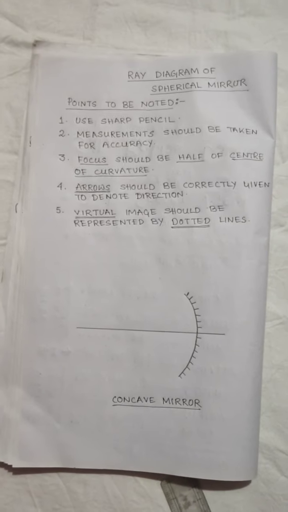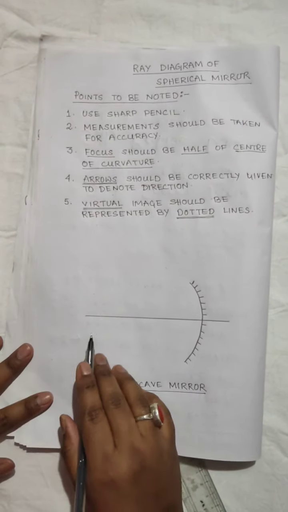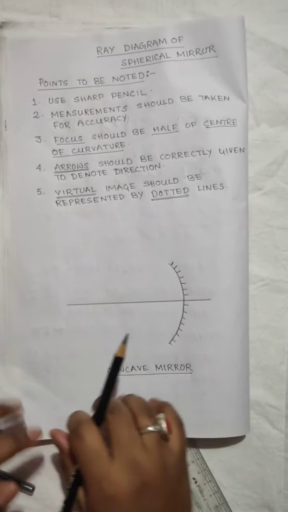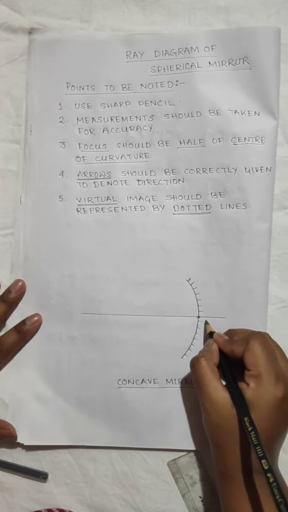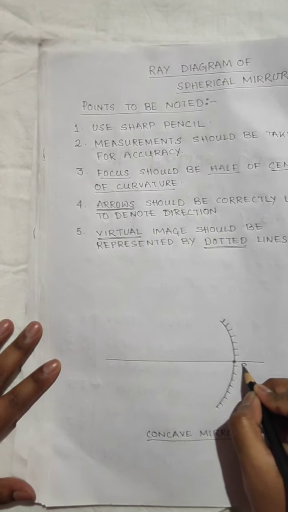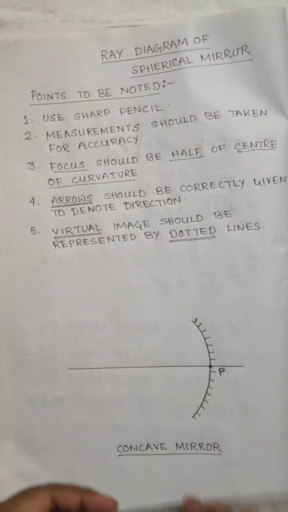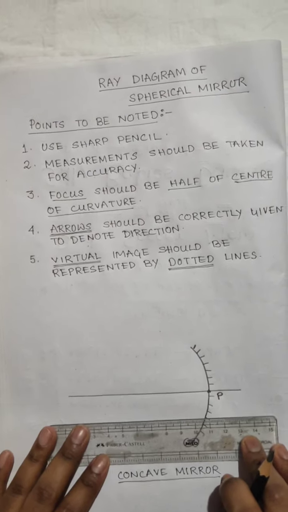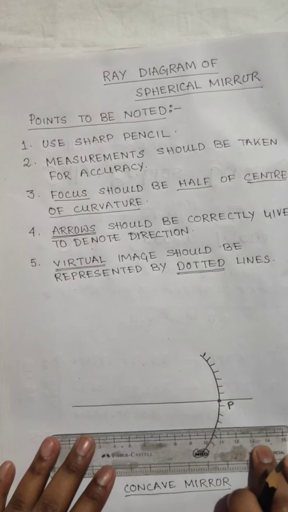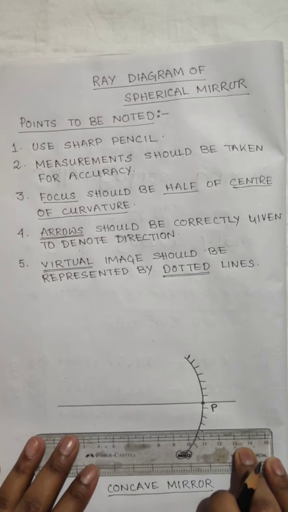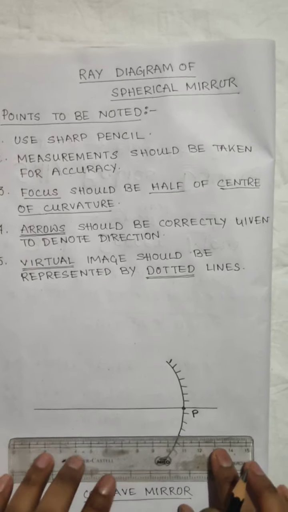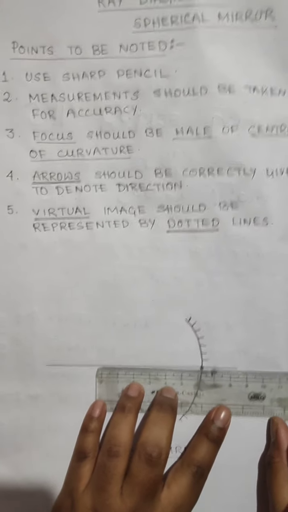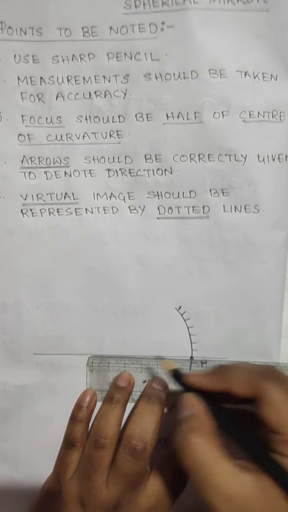So let's begin with the diagram. So here I have drawn the principal axis and the mirror. Now first we will denote the pole. So this one is the pole, the middle of the mirror is the pole. Now we will take a scale and first we will measure the center of curvature. For example, if you take the center of curvature distance from the pole to be 6 centimeter, say here I am taking it to be 6 centimeter.